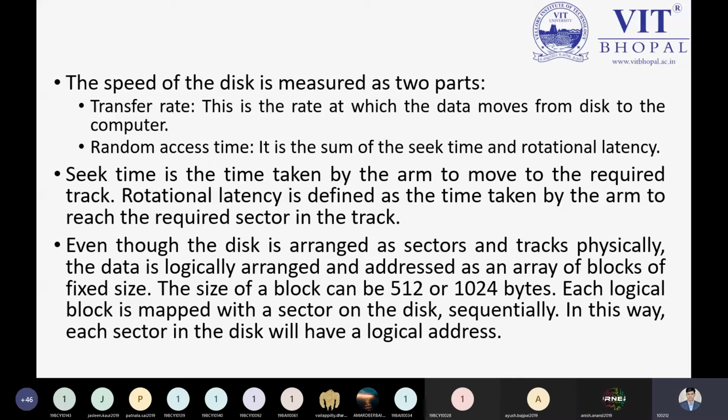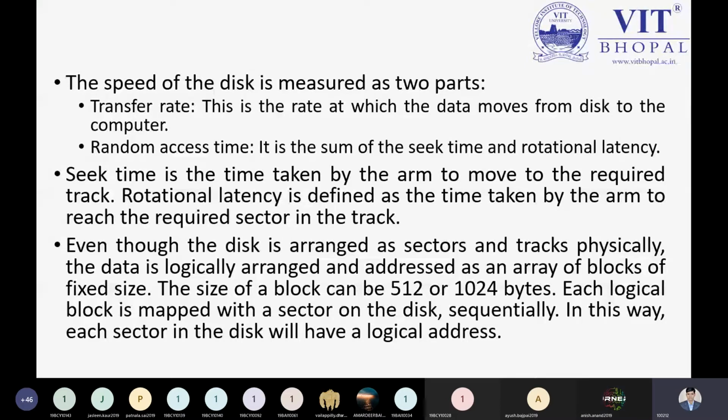The transfer rate is the rate at which the data moves from the disk to the computer. Please keep in mind the important term transfer rate. This is the rate at which the data moves from disk to the computer. Whenever we read data from the disk to the computer, that is known as the transfer rate.